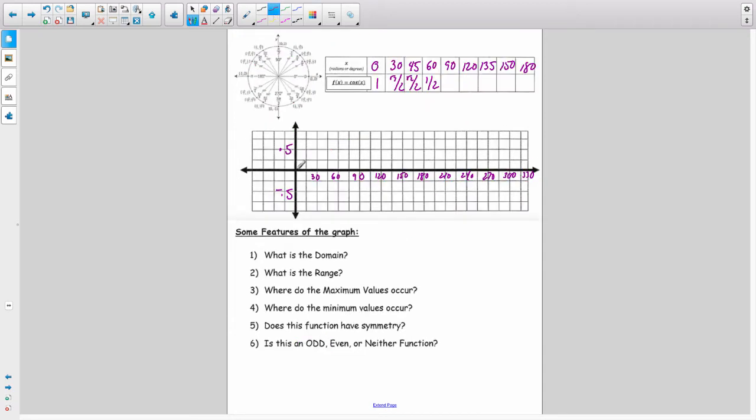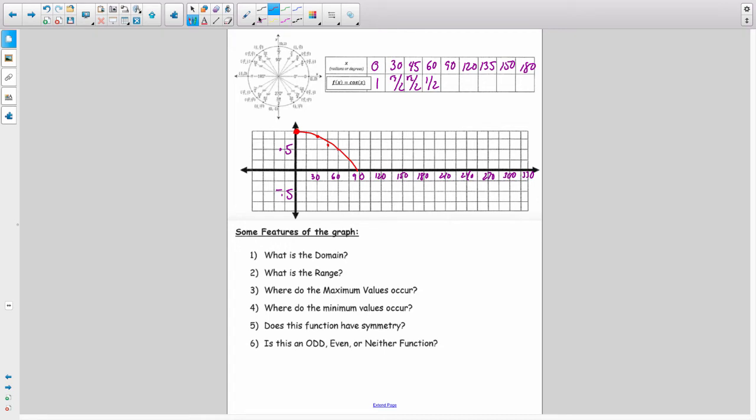Okay, so at 0 degrees, cosine actually starts at 1. And then at 30 degrees, it's radical 3 over 2. At 45 degrees, it's radical 2 over 2. At 60 degrees, it's a half. And at 90 degrees, it's 0. So you get this nice curve like that.